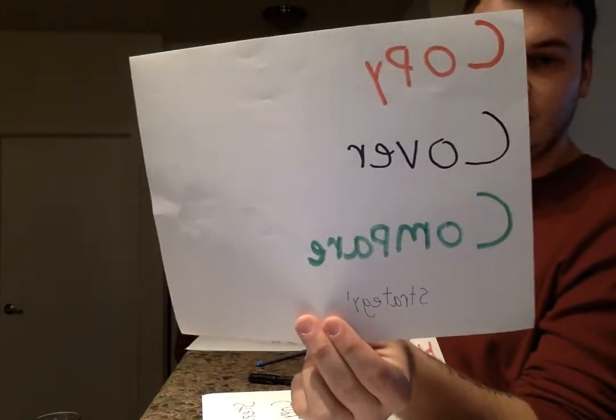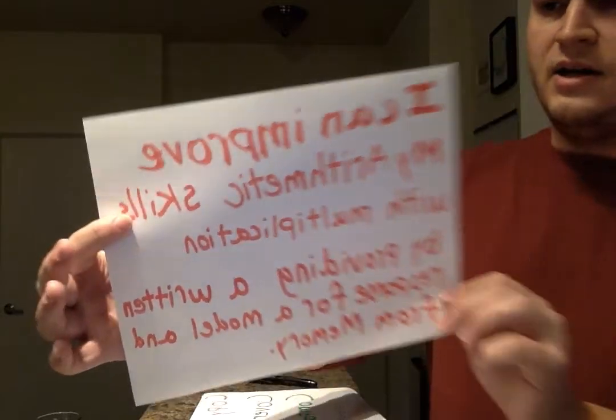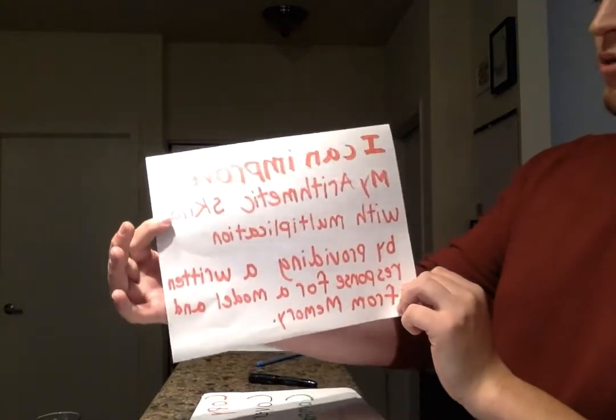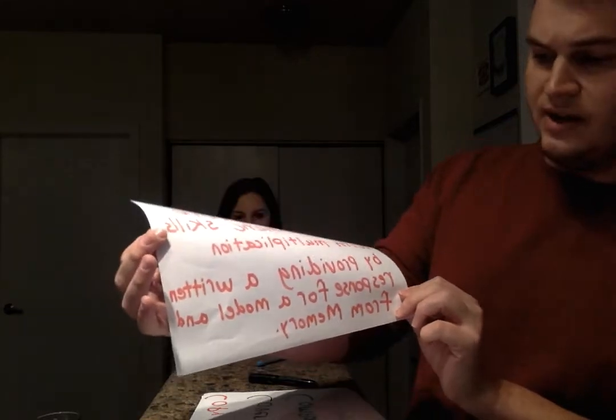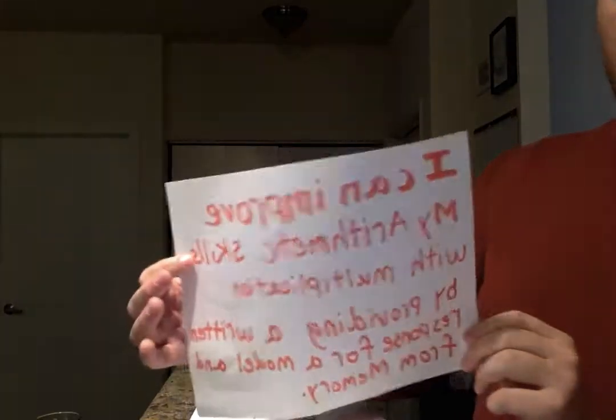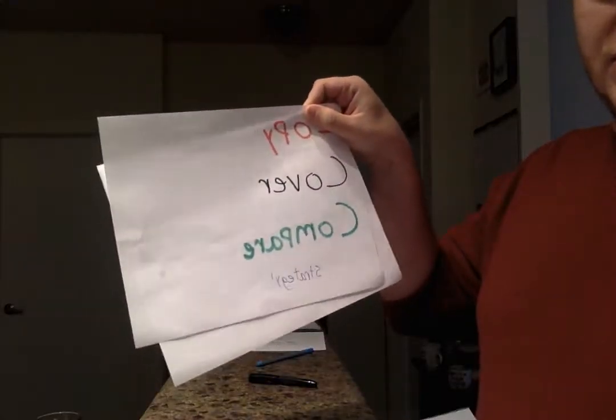I got that right here. So what I did for this is I created an I can statement. So hopefully you can see that. It says, I can improve my arithmetic skills with multiplication by providing a written response from model and from memory. So essentially what this is going to wrap up into is copy, cover, compare, which is the strategy we're going to be working on. Okay.